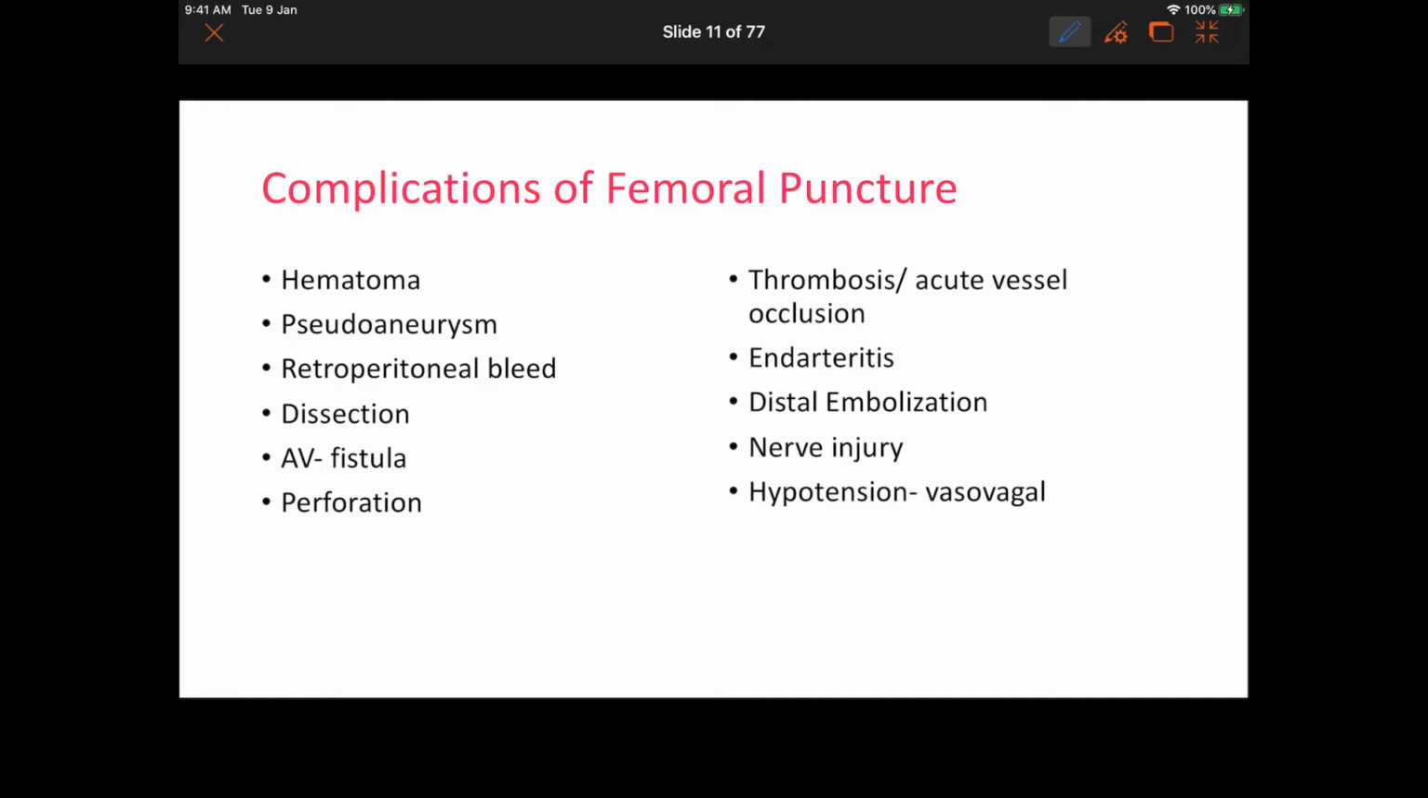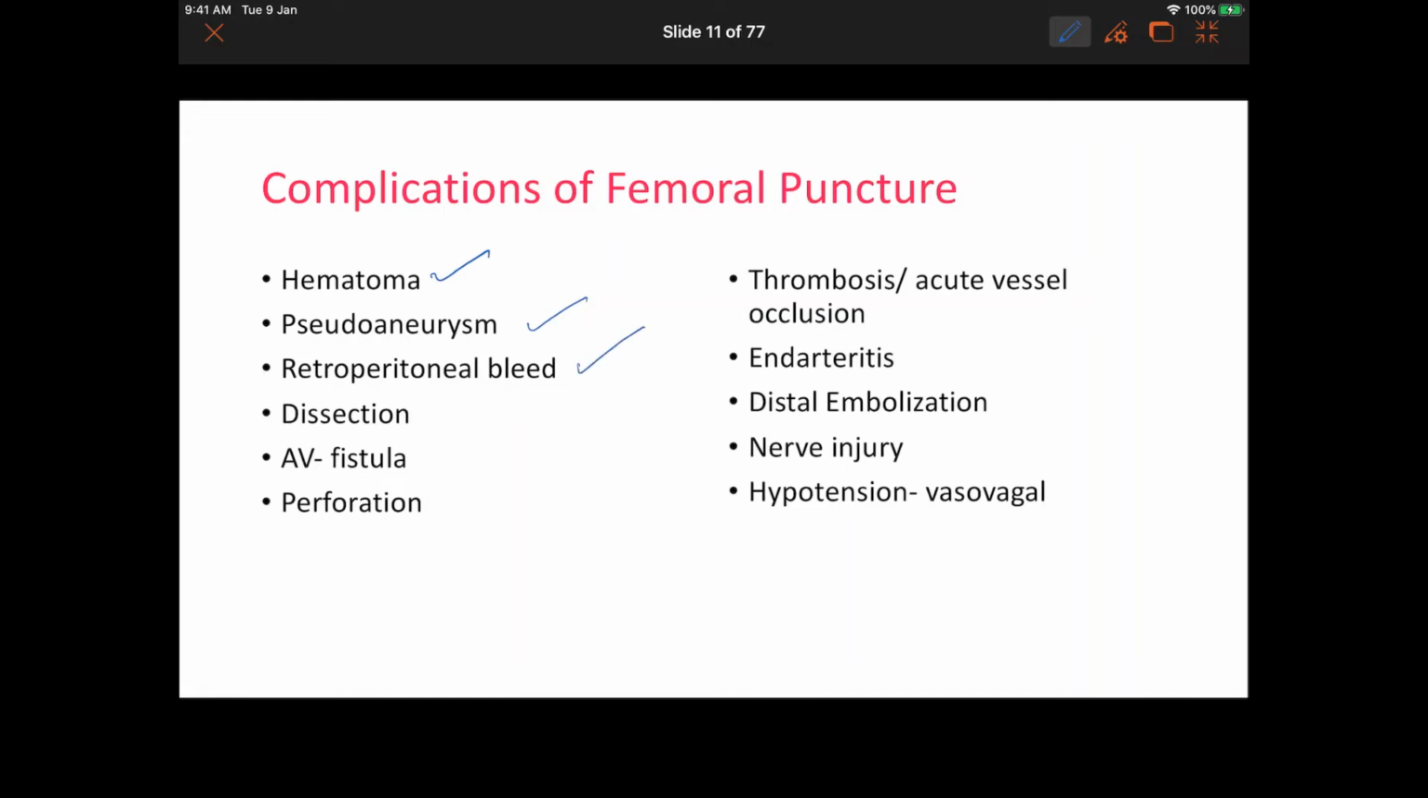So the reasons are these complications. The most common complications of femoral puncture are hematoma and pseudoaneurysm. We'll discuss all these things. So pseudoaneurysm is a condition when you have a bleeding into the surrounding tissue and it forms a sac, and so you have an aneurysmal sac there. So this is what you call a pseudoaneurysm.